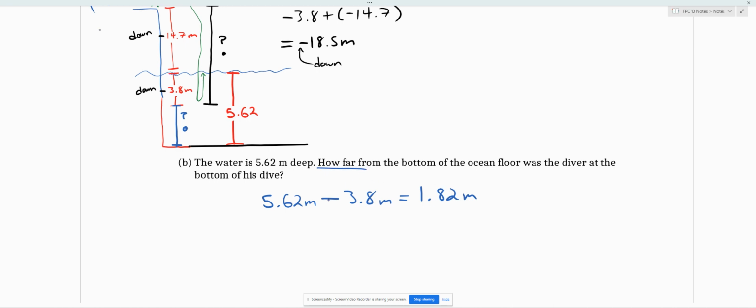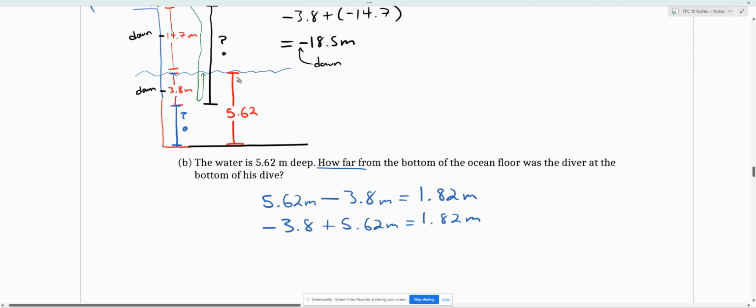Now that's how far away I was from the bottom. So when we're talking about just how far away, I'm representing this as a positive value. But in both these situations, you can write it in the other order. I can go 3.8 plus the 5.62 meters is another way to write it. There's nothing wrong with that. And overall, we would get 1.82 again. Either way, however you like to think of it. But again, the idea here is that we have the full depth, and I need to subtract the portion that I already dove and find out what's left over, how much further to the bottom of the sea or ocean floor here. That concludes this lesson, everybody.